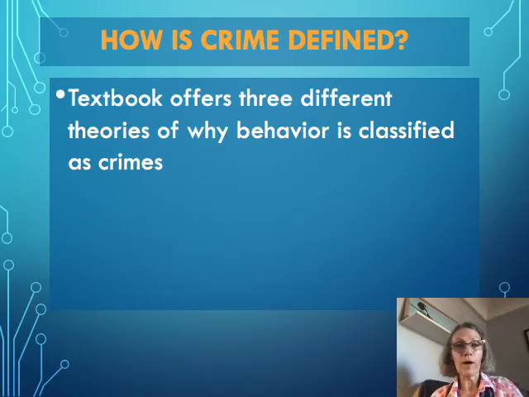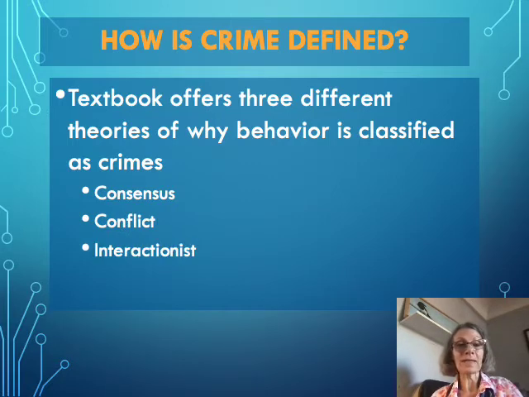Your textbook offers 3 different theories of why behavior is classified as a crime. The first one that we're going to learn about is the consensus theory. The second is conflict theory, and the third is interactionist. So let's take a look at each of these in more detail.